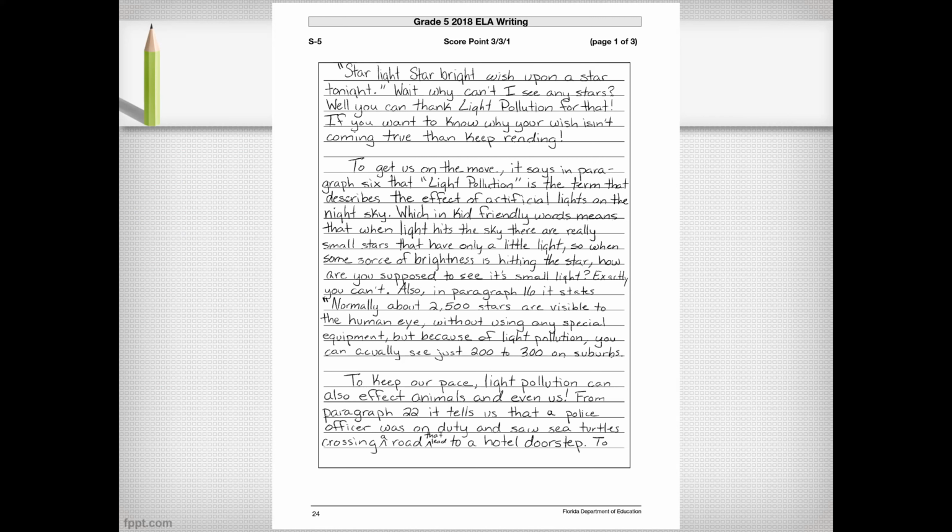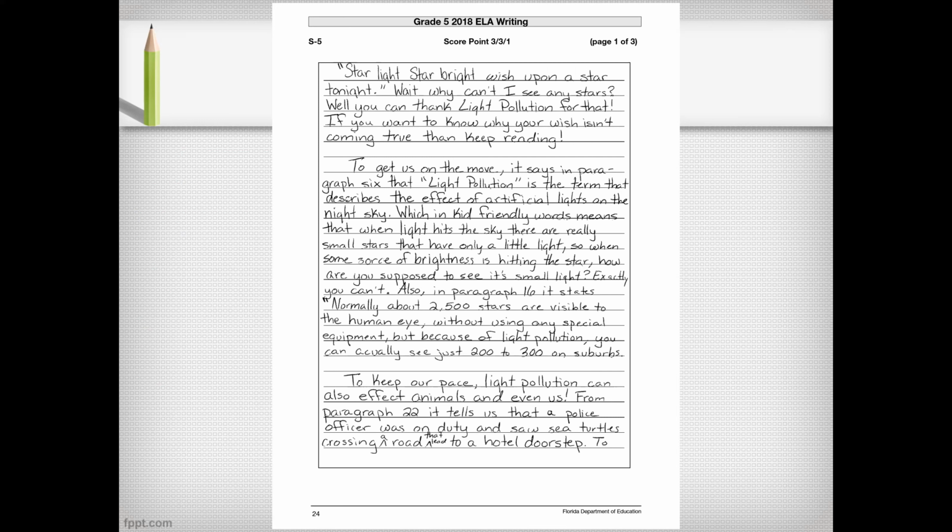To get us on the move, it says in paragraph 6 that light pollution is the term that describes the effect of artificial lights on the night sky, which in kid-friendly words means that when light hits the sky, there are really small stars that have only a little light. So when some source of brightness is hitting the star, how are you supposed to see its small light? Exactly, you can't. Also in paragraph 16, it states normally about 2,500 stars are visible to the human eye without using any special equipment. But because of light pollution, you can actually see just 200 to 300 in suburbs.